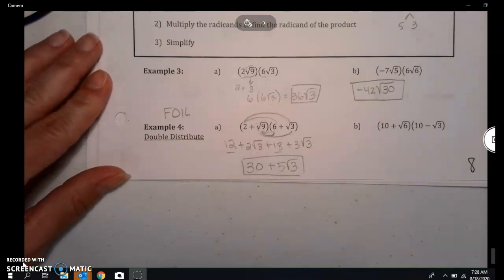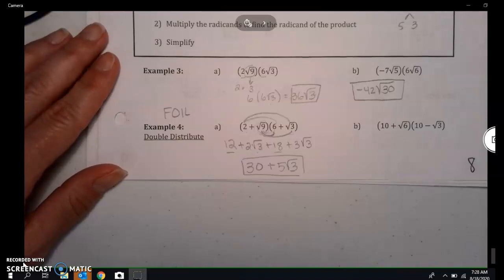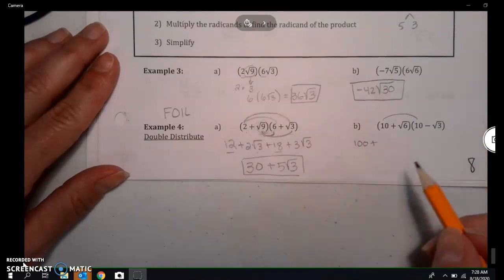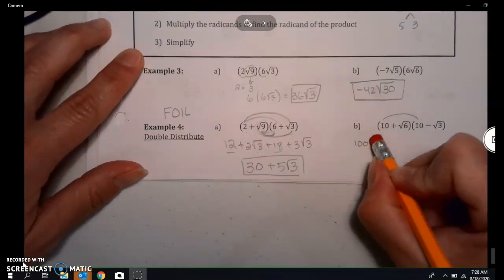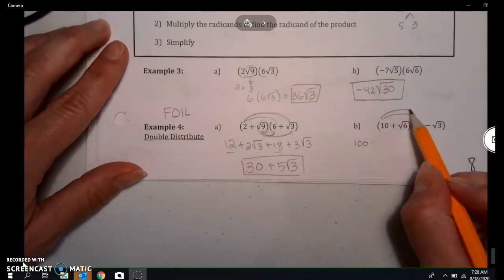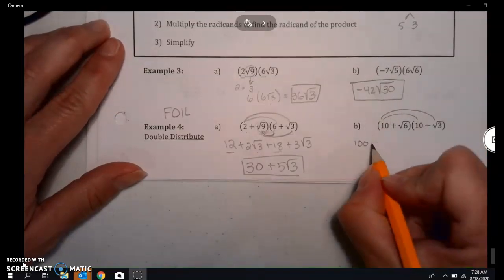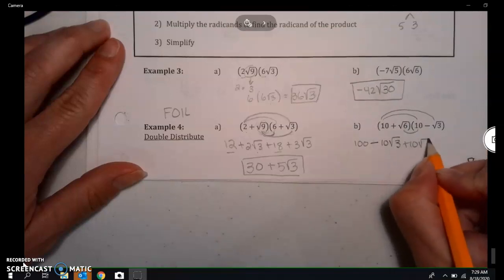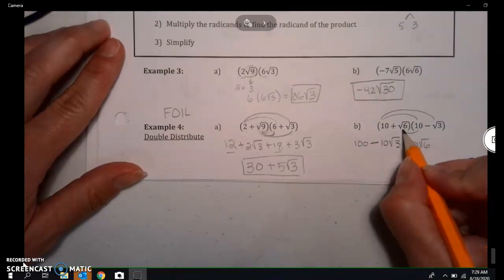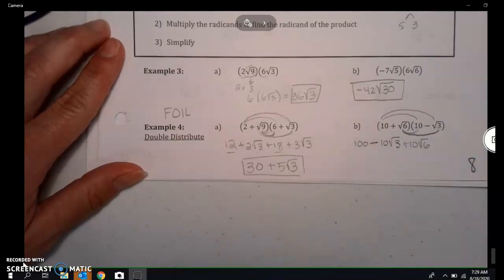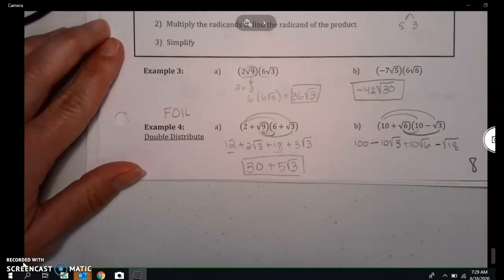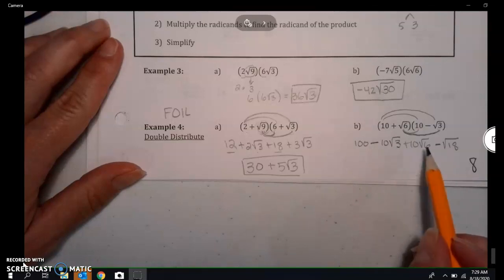Alright, so on this one, we're forced to double distribute, so we'll do that one more time. Okay, so we're going to do first times the first, so 10 times 10 is 100, plus, well actually it's going to be a minus, the outside times the outside, so 10 times negative rad 3, so we have minus 10 rad 3. Then we're going to do our inside terms. Rad 6 times 10 is plus 10 rad 6. And then our last terms, here we go, we have rad 6 times rad 3 is rad 18, so minus rad 18. Now I'm going to look for like terms, and I don't see any right now.